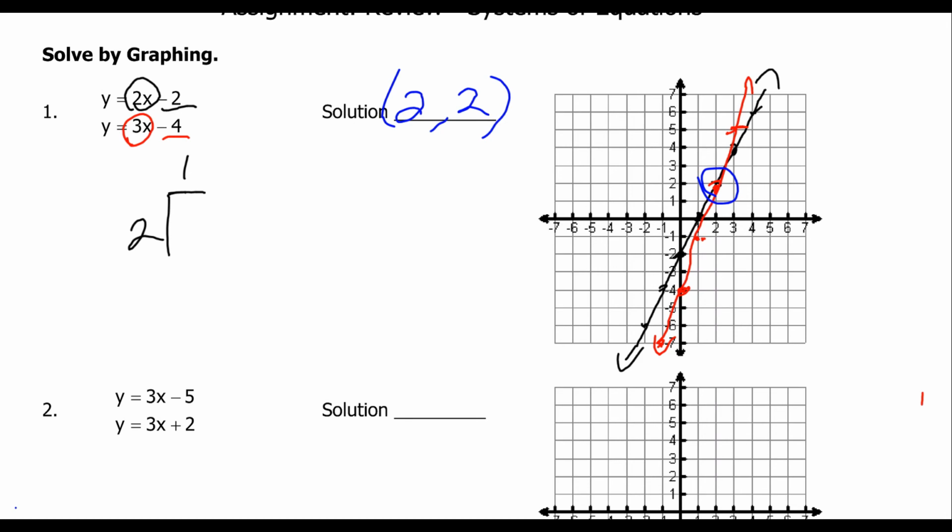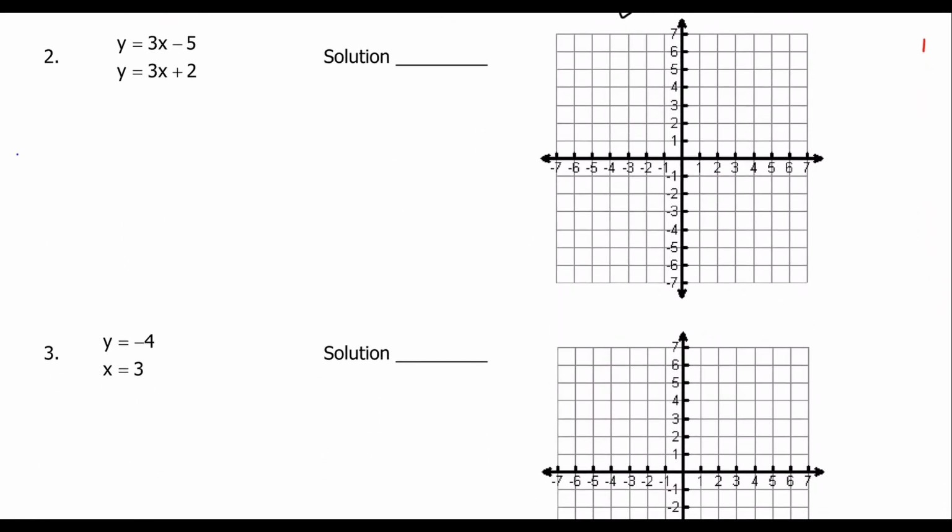Now, same thing is going to go for number 2. Okay? As you can see, this one crosses at -5. We go down 5 on the y-axis and put a dot. This part right here tells us that we're going to go up 3 over 1. So we go up 3, right 1. So we go 1, 2, 3, over 1, and repeat that. And we go ahead and we connect those dots. Just like that.